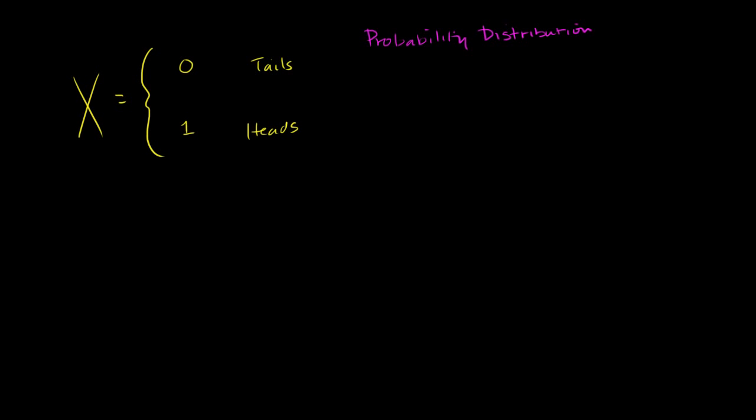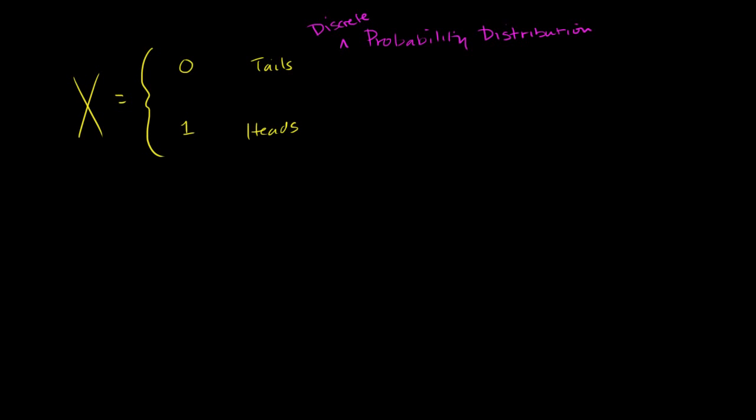Now, is this a discrete or a continuous random variable? Well, the outcomes here are distinct. They are countable. You could list them. This is definitely a discrete random variable, so we will be taking a look at a discrete probability distribution.